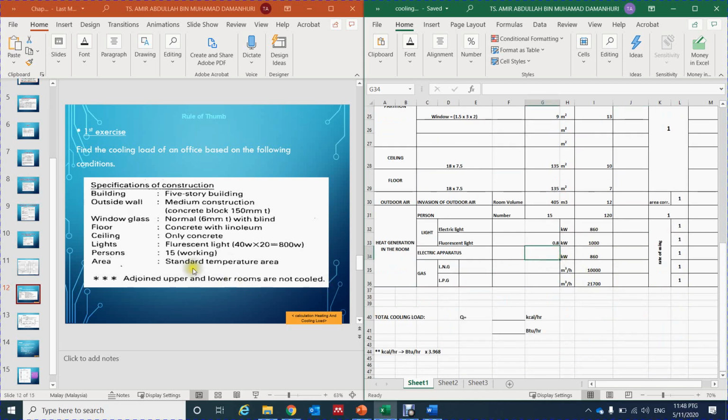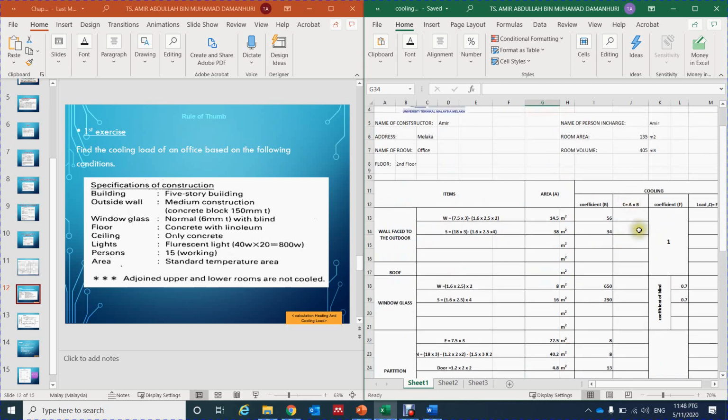And then the electric apparatus, it doesn't state any electrical apparatus there. In case they have a computer in the next exercise, you just put the electrical apparatus here. It doesn't have gas and LPG here. That's why I like to use Excel, because we can easily get the data here.